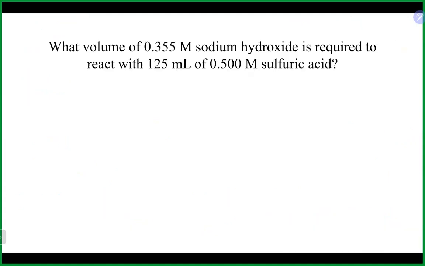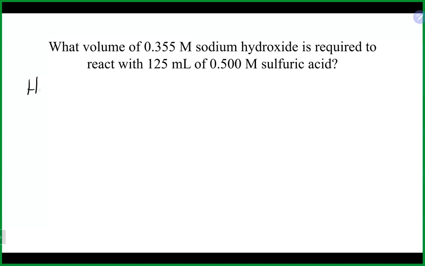Yeah. All right, so why don't you try this one here? What volume? I think it was missing on your notes there. A 0.355 molar sodium hydroxide is required to react with 125 milliliters of sulfuric acid. Okay, let's take a look. So obviously we're doing a titration here. We want to start with the equation.